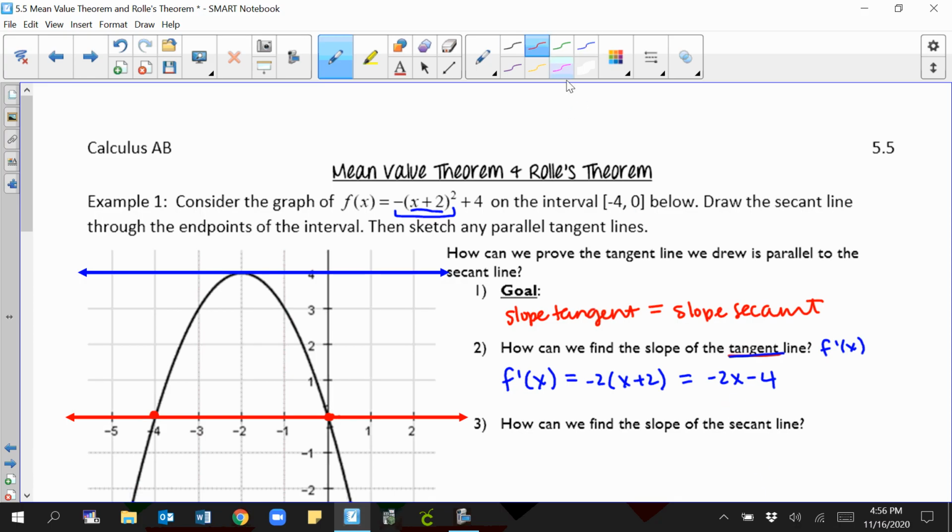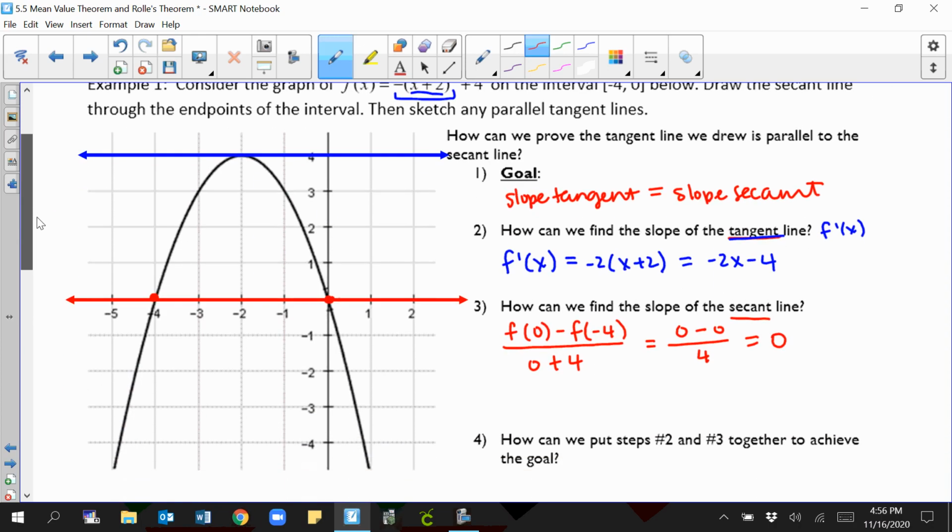How can we find the slope of a secant line? Well, that's my average rate of change. So for that one, I'm going to do f of 0 minus f of -4 over 0 minus -4. So it ends up being plus 4. Well, f of 0 is 0, minus f of -4, also 0, over 4. Well, that just gives me 0.